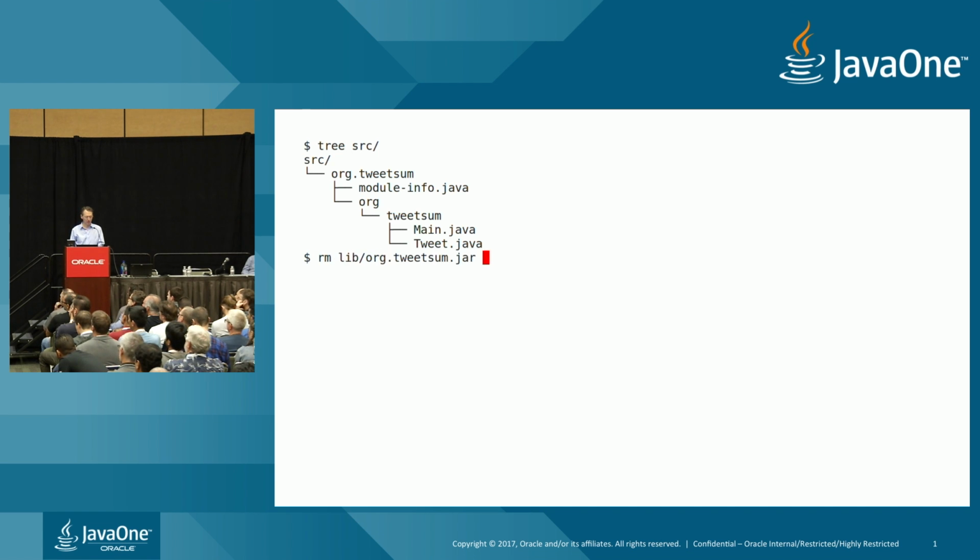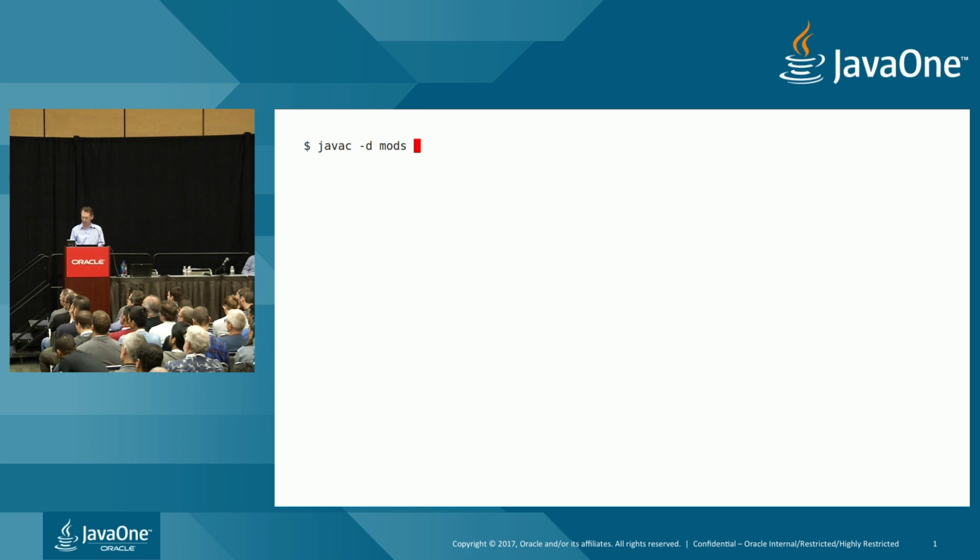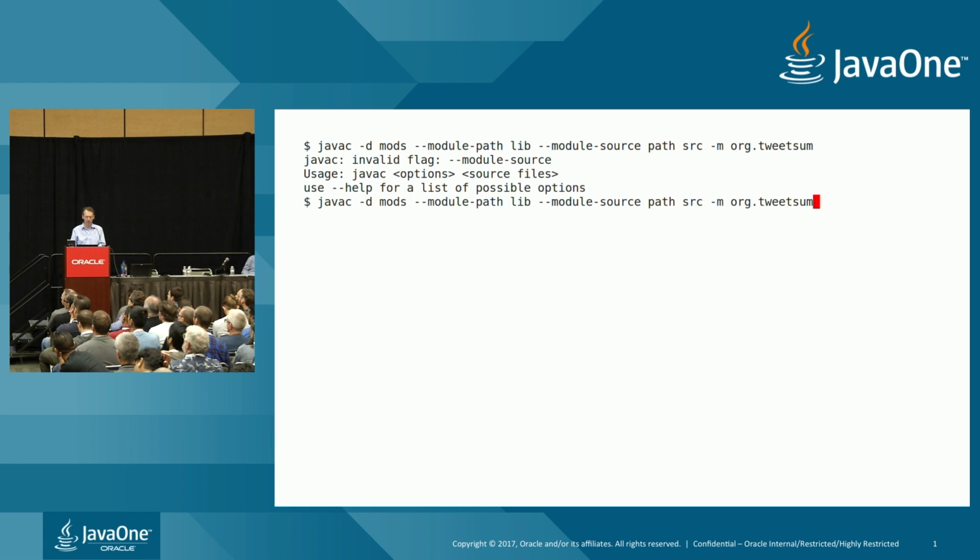Let's remove that and compile it. We're going to compile first into a mods directory, the modular form of the classes directory. Module path lib, and we tell the compiler the module source path, src. javac has a deep understanding of the structure of a source tree. So you can structure a source tree with per-module directories and just tell it, go compile the tweetsum module, and it'll just grab the whole thing. You don't have to list individual Java source files by yourself. Whoops, module, you gotta type it right, Mark.